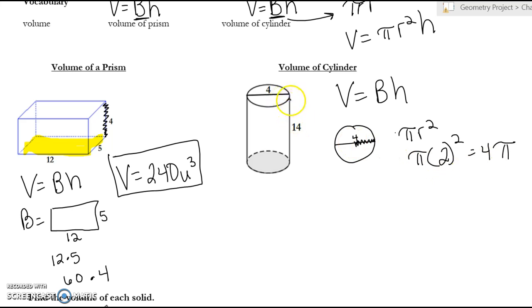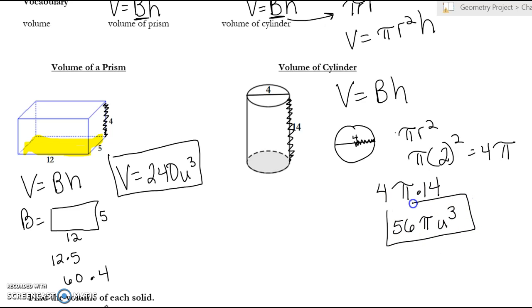Okay, so now my height is right here. So now I'm going to do 4 pi times 14. And you do not have to multiply by pi. If you actually leave pi in there, it's the most accurate answer. And so 4 times 14 is 56. So it's 56 pi units cubed. And that's the volume. So again, write the formula, draw the picture. That will help us when we get to harder problems.